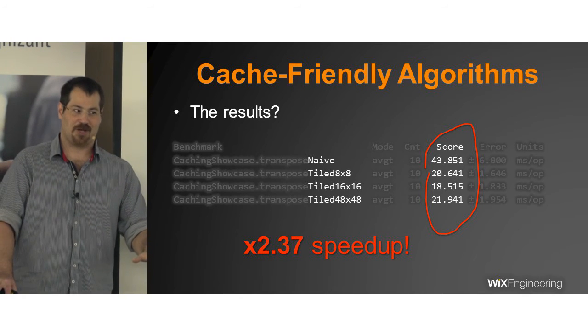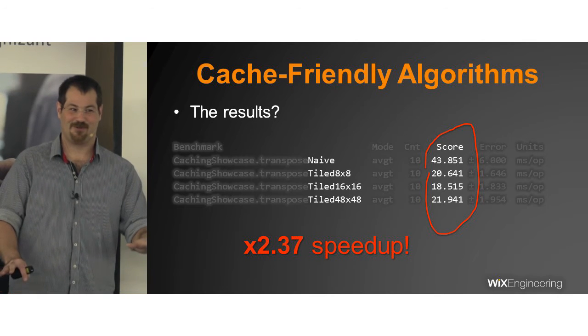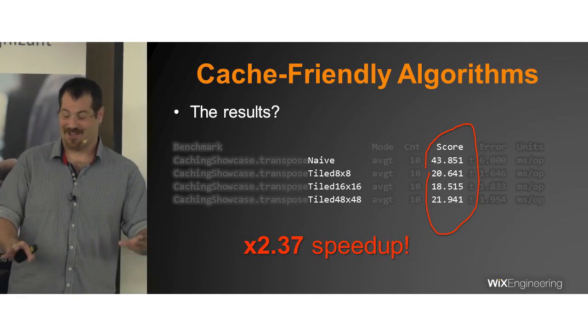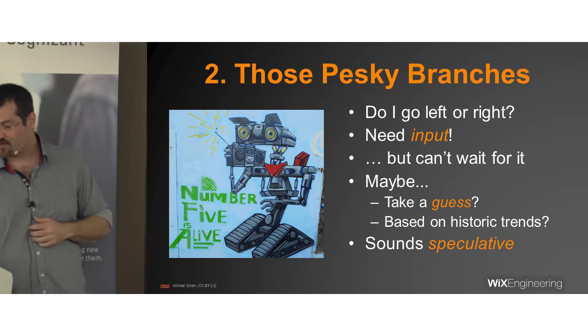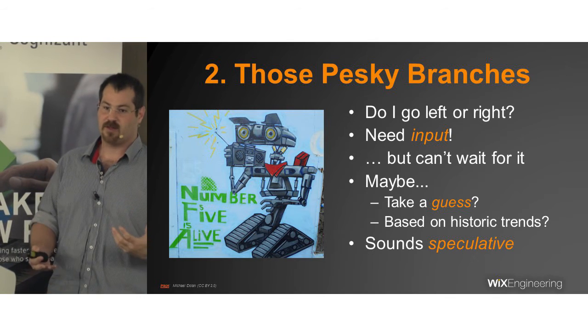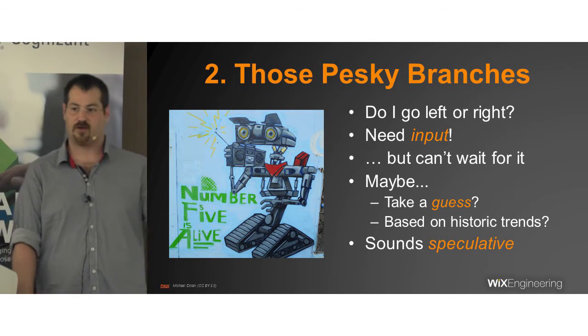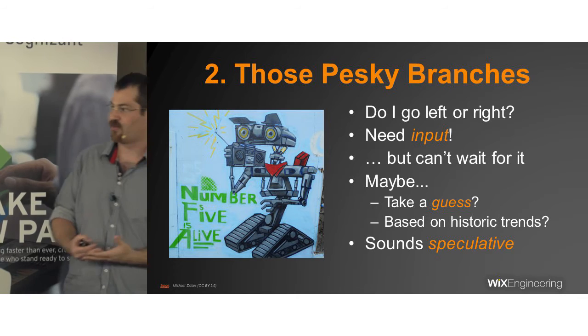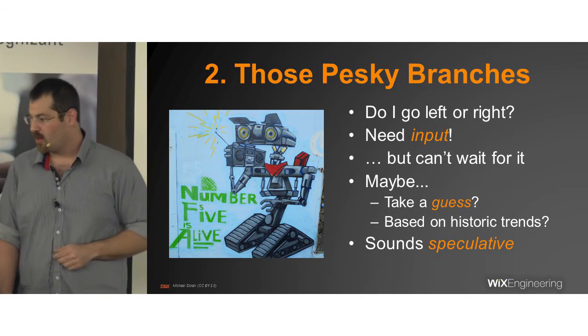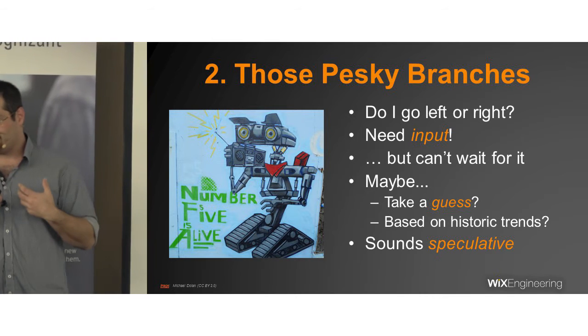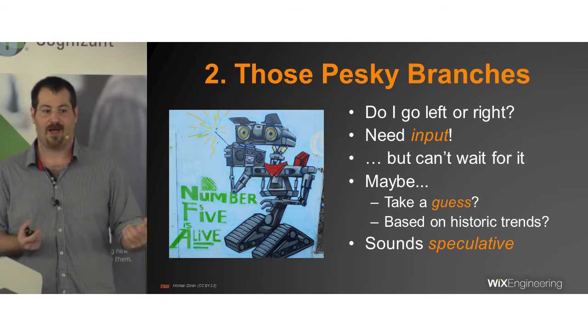We're done with caching. Any questions? Are you ready? Awesome. Okay, number 2, branching, those pesky branches. So fundamentally, a branch means I evaluate a condition, and based on the result of this condition, I go left or I go right. It's like a fork in the road, right? So which way should I go, right?